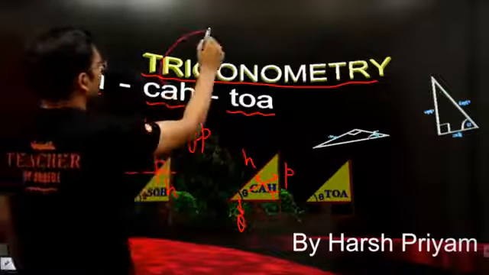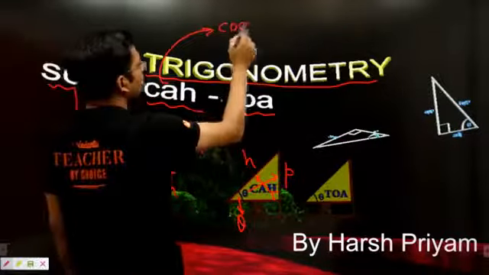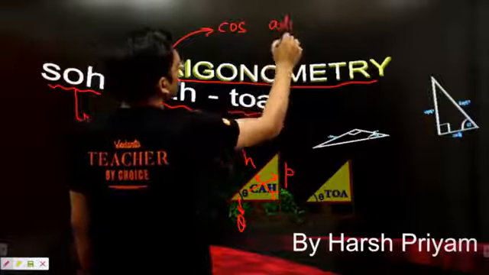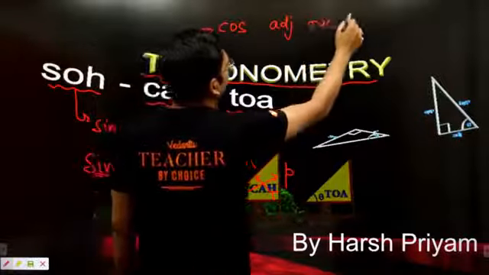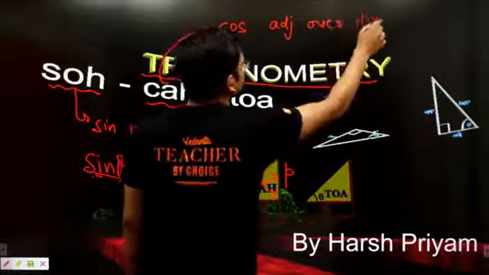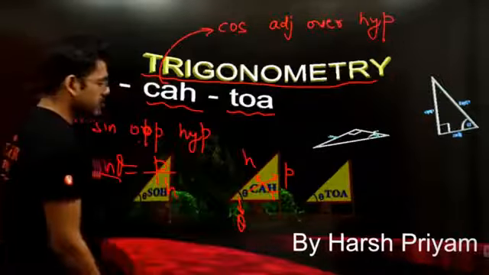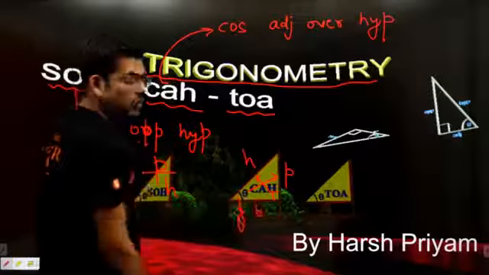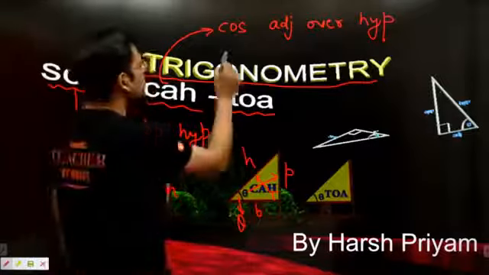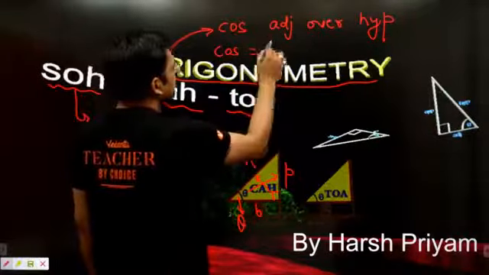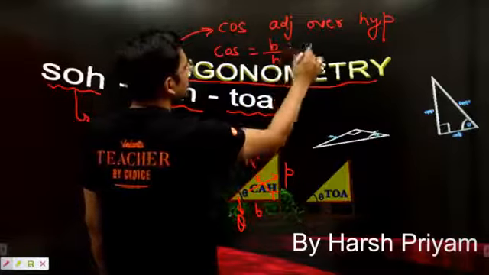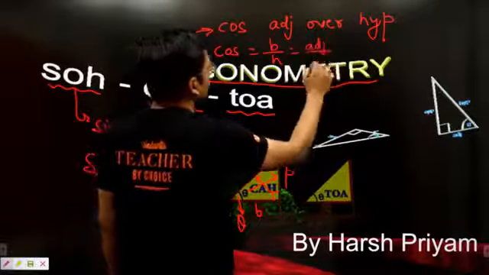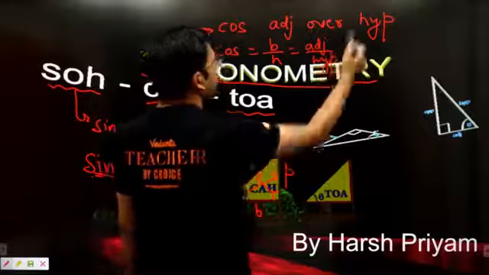Similarly for CAH, it is cos, adjacent over hypotenuse. So what is this adjacent? See, if we take this theta, then the adjacent side would be this, and this is called the base, isn't it? So cos is base upon hypotenuse, which means you can write it as adjacent upon hypotenuse. And this is the way to remember.